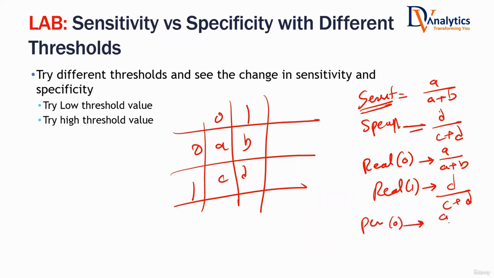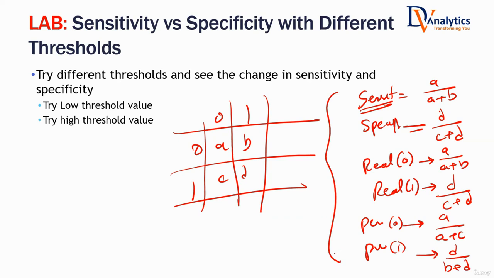Precision of class 0: A divided by A plus C. Precision of class 1: D divided by D plus C. Though these are very, very different terms, the concept behind all of them is very simple.